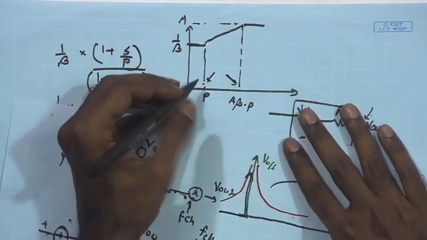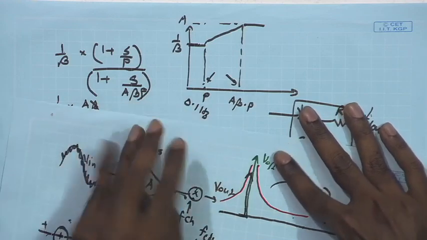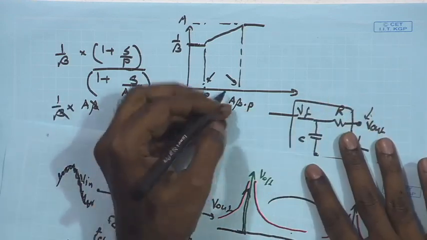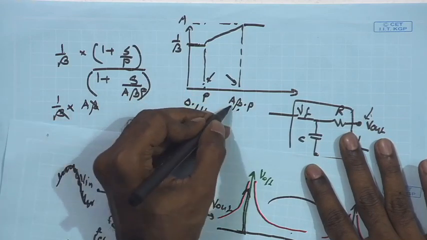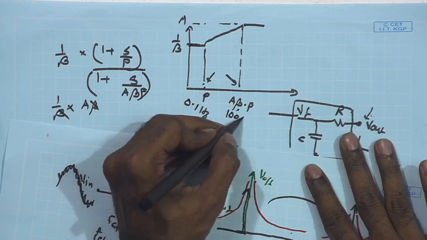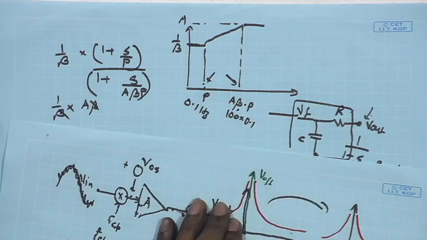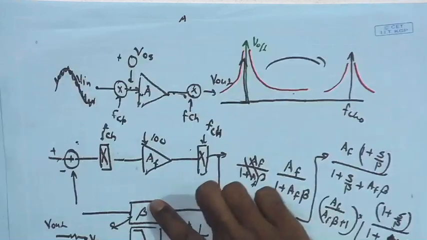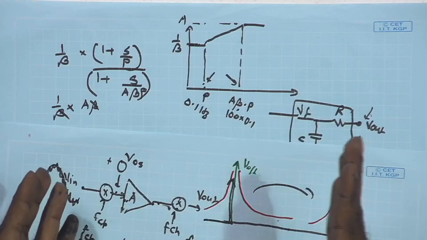For example, in our application, if I want to set p as say 0.1 hertz, and the A beta quantity, what is the beta? As I said, beta is 1 for low frequency. So, beta is 1, A is 100. So, 100 times 0.1, it is 10 hertz. So, if I keep this at 0.1 hertz, the low pass cutoff frequency of the filter in the feedback, 0.1 hertz, this will be 10 hertz.